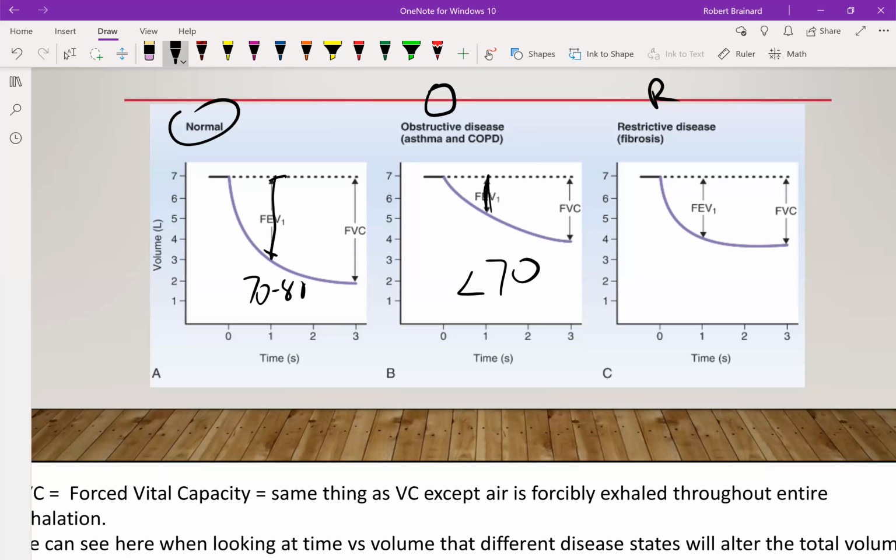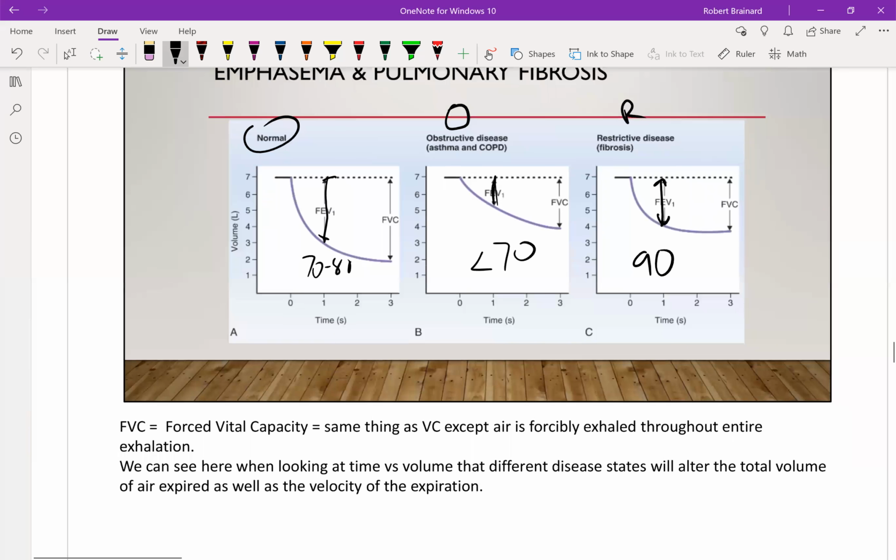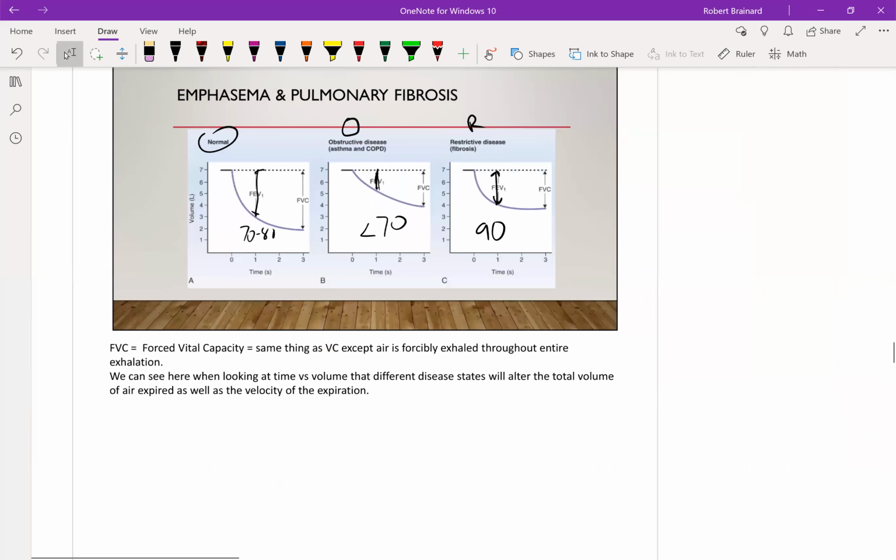Restrictive is kind of the opposite, right? With restrictive diseases, they're actually able to exhale either just as much as a normal person or more than a normal person in the first second. So we see in this example right here, this FEV1 in the first second in this patient, they get almost all of their FVC exhaled within the first second. So we're going to say this is almost 90% right there, if you look at FEV1 as a percentage of FVC. So it's important to understand what these diseases are doing and how they're going to affect FEV and FVC. So that's just an example right here.